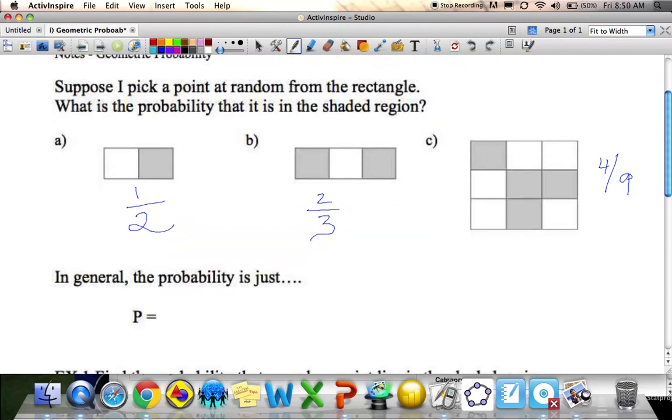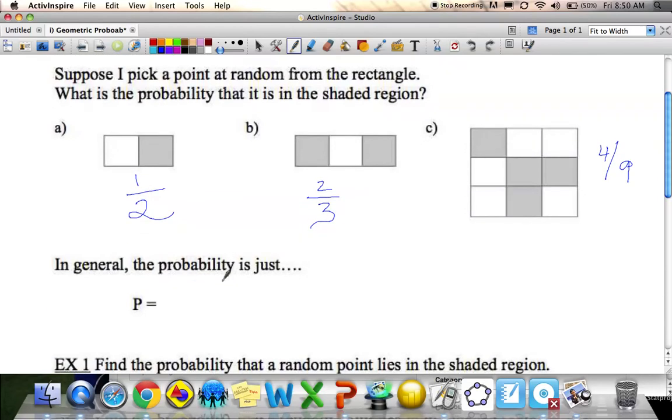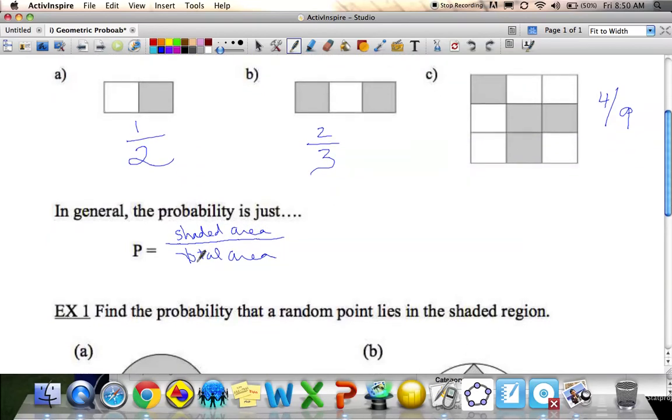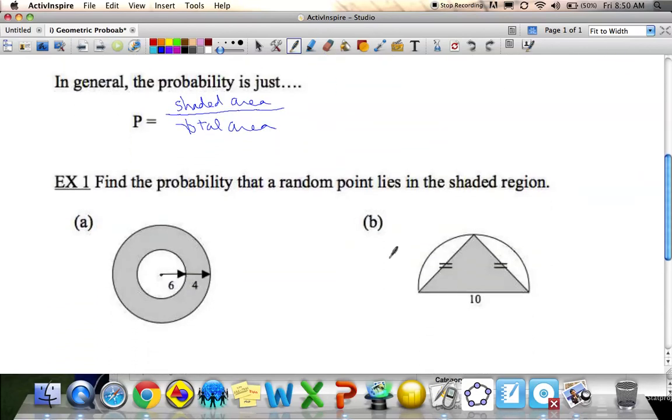In general, probability P is the shaded area divided by the total area. Shaded area divided by the total area. The probability of a shaded area is the shaded area divided by the total area. So here are some examples, and we need to find the probability of landing in the shaded area. Step 1 is to find the shaded area in general and divide it by the total area.